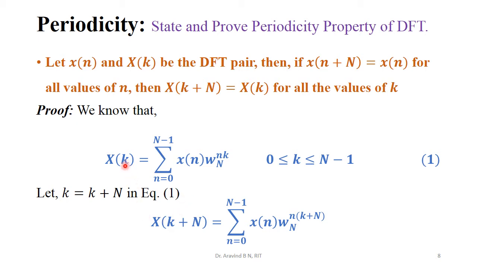Therefore, wherever k is present in this complete DFT expression, it will now be k plus N. k is present in this location as well as in this location, total 2 locations, one on the left side, one on the right side. There we are going to replace it by k plus N. Now let us have this. X of k plus N is equal to summation n is equal to 0 to N minus 1 x of n omega N to the power n, and in place of k it is substituted with k plus N.